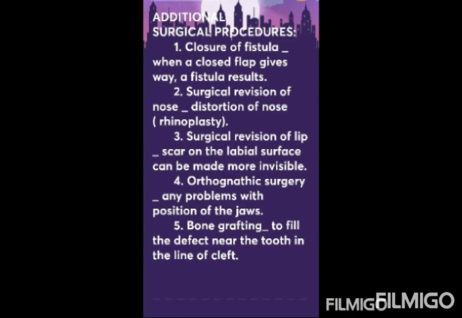And the fourth one is orthognathic surgery. For any problem with the position of the jaw, we have to do orthognathic surgery, and bone grafting to fill the defect near the tooth in the line of the cleft. Then only can we give some prosthesis or implant to the patient. So closure of the fistula, surgical revision of the nose, surgical revision of the lip, orthognathic surgery and bone grafting are the additional surgical procedures in cleft lip and cleft palate patients.